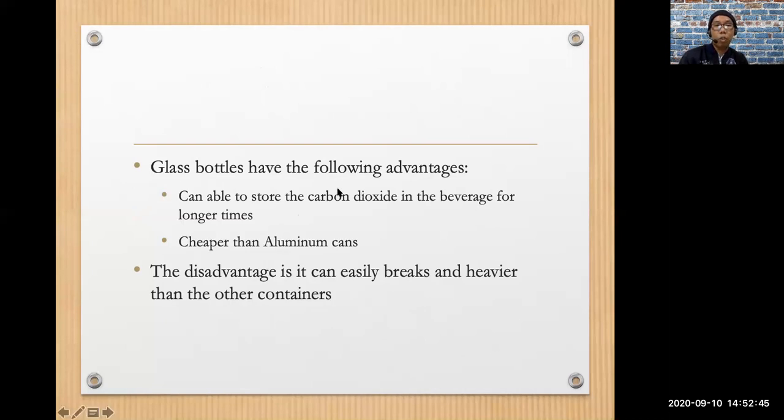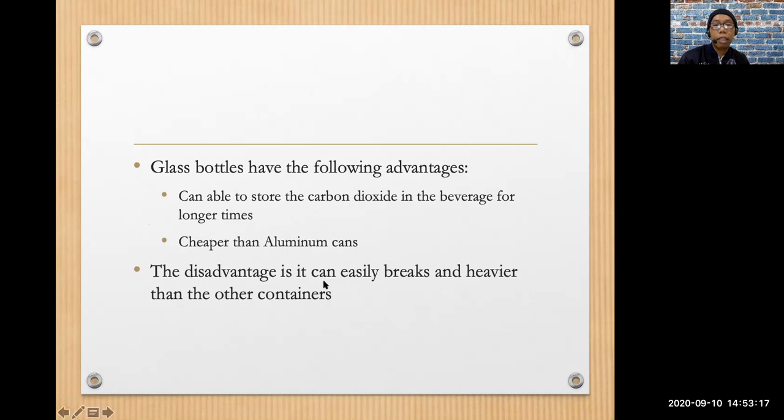For knowledge application, glass bottles have the following advantages. They are able to store the carbon dioxide in the beverage for longer times. Kaya nga, di ba, sabi ni Cesari kanina, nire-reuse yung mga glass bottle ng mga soft drinks. Kasi yung storage nun, pwede siyang tumagal ng mas matagal kumpara dun sa ibang material na gamitin mo para i-store yung mga carbonated drinks. And they are cheaper than aluminum cans.